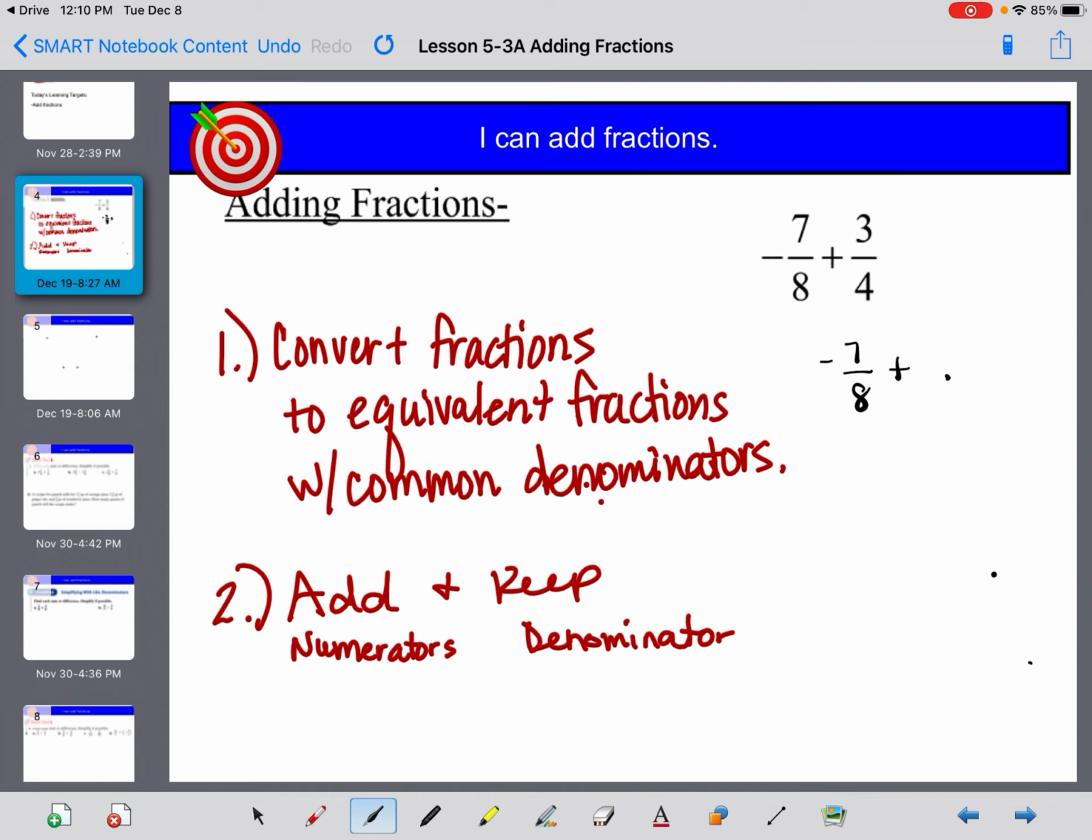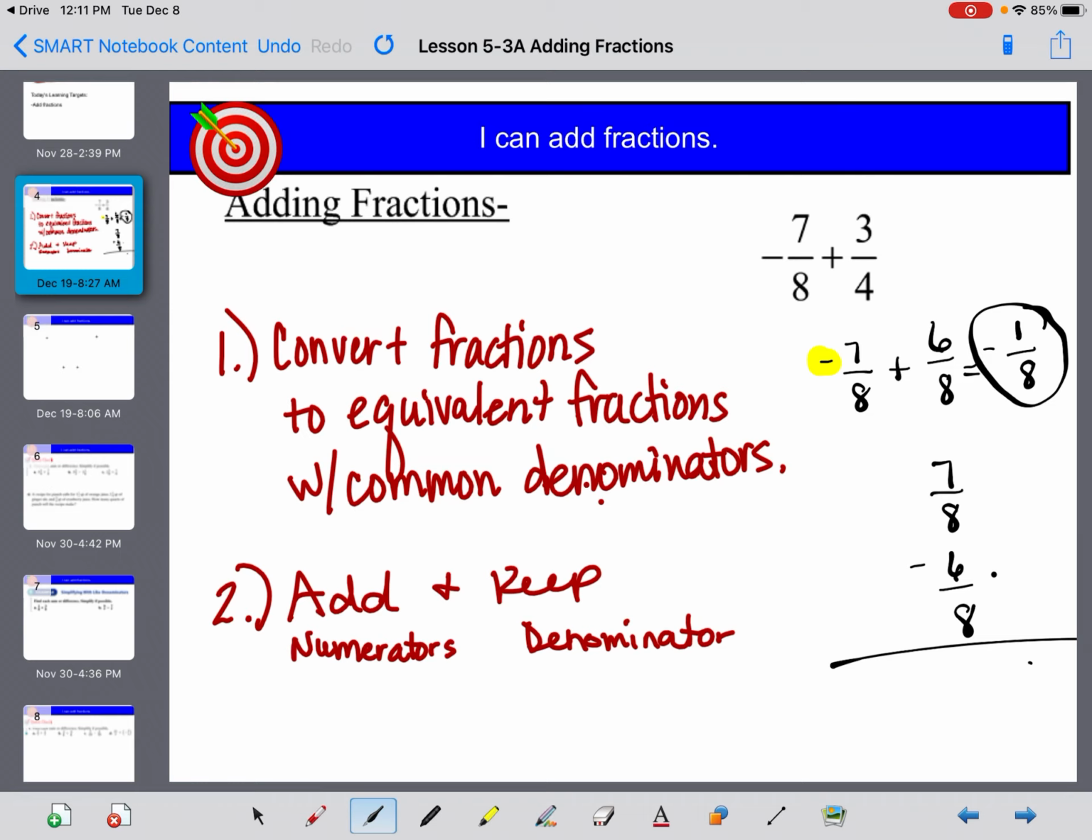-7/8 plus 6/8, which is equivalent to 3/4. Now, recall, what is the rule for adding two numbers when one is negative? You actually subtract, don't you? Subtract and give the sign of the bigger absolute value. 7/8 minus 6/8 is 1/8. The number with the larger absolute value is negative, so my answer is negative 1/8.